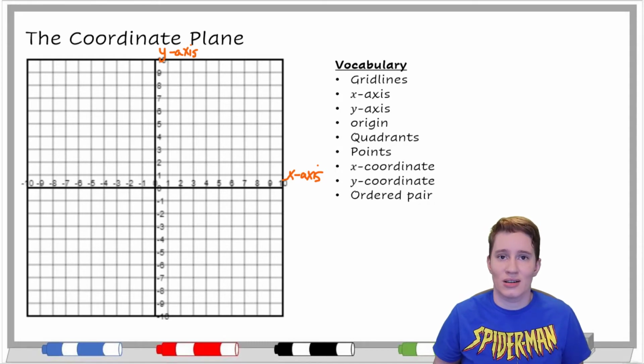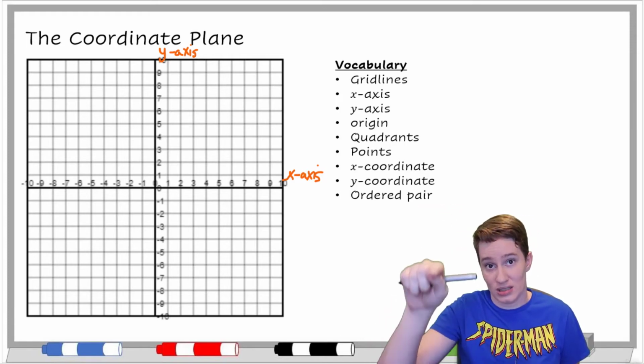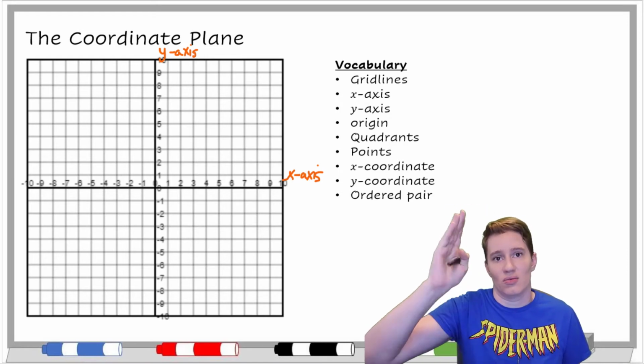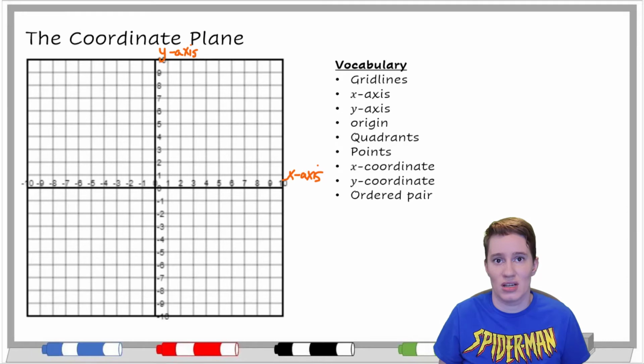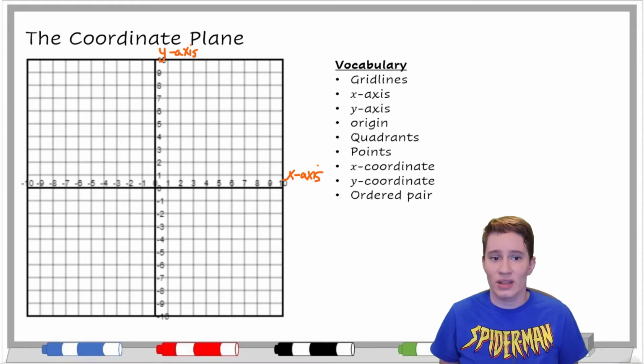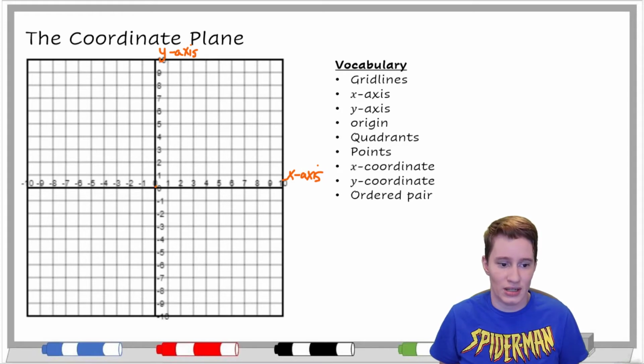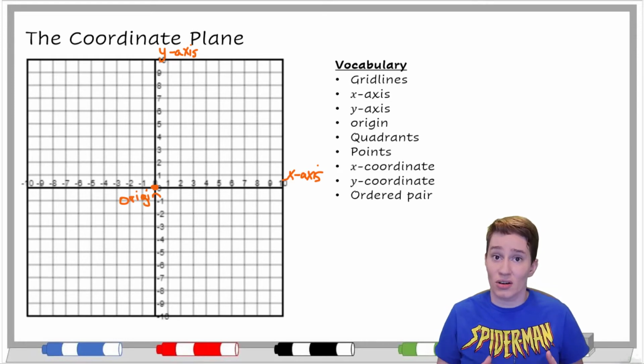One way to remember which one is which: think about a y going down and having a tail, and relate that to the fact that it's vertical. That's again how I initially remembered it when I was a kid. So we've got the x and the y-axis. We have where they meet in the middle, which is right here. This point is called the origin. And origin in general means the starting point, right?